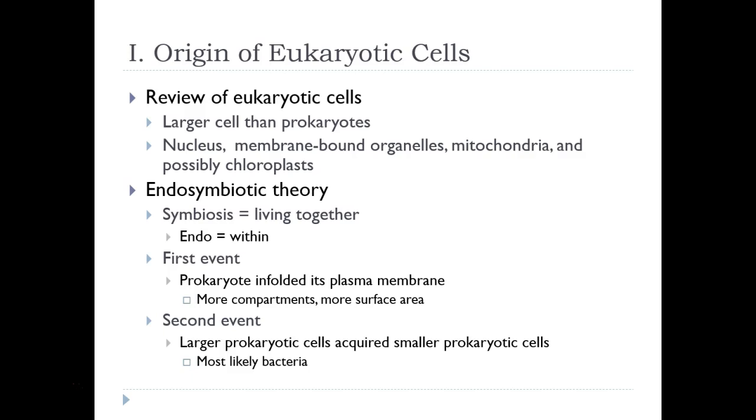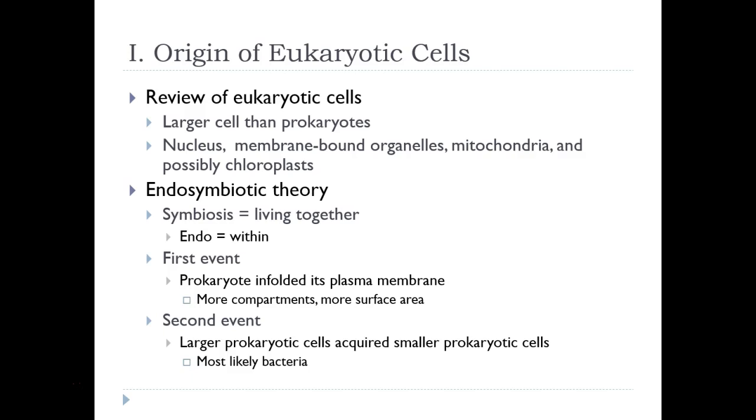And so a little bit about the eukaryotic cell. If you remember, eukaryotic cells are larger cells than prokaryotes. They have a nucleus, and that is because the DNA needs to be contained in a membrane-bound organelle. And they have other membrane-bound organelles like Golgi apparatus and endoplasmic reticulum. They also have mitochondria, and then some organisms have chloroplasts. Those that are capable of photosynthesis have chloroplasts. So we'll talk about some of those later.